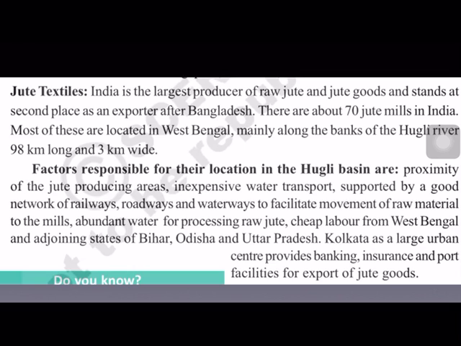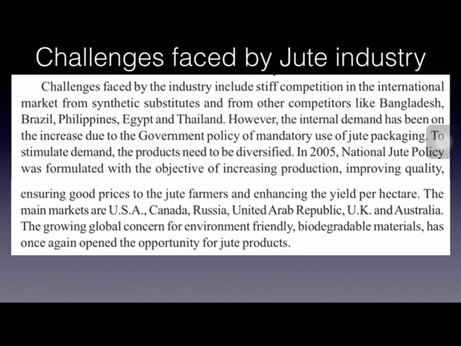Cheap labor from West Bengal, Bihar, Jharkhand, Odisha and Uttar Pradesh is available to work in the jute industry. And Calcutta itself is a very large urban center and provides all the banking services and port facilities for export of jute goods. So these are the factors responsible for the jute industry's location in the Hooghly Basin. Now let us see what challenges are faced by the jute industry.